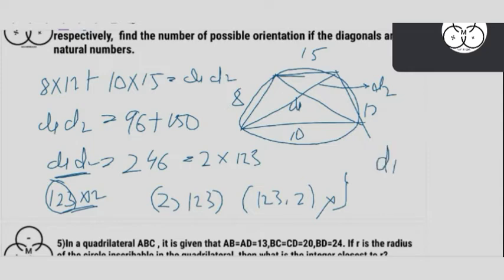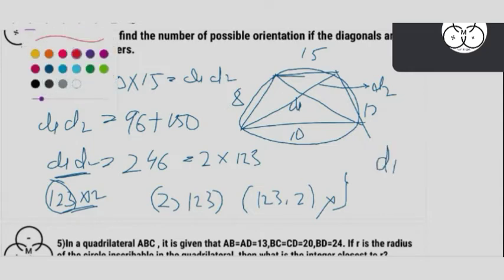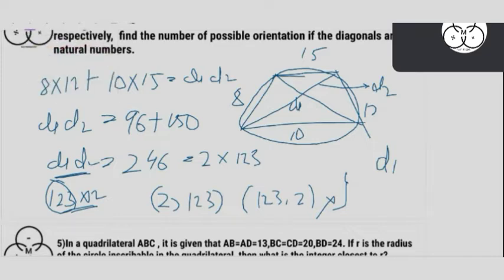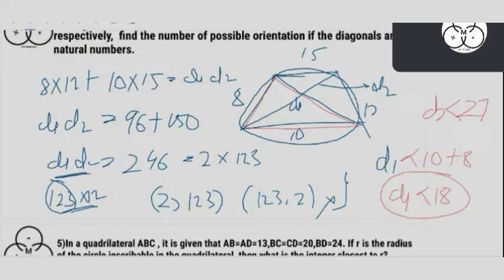D1. Just look at this triangle. D1 should be less than 10 plus 8. Triangle inequality, very useful. D1 should be less than 18. Similarly, D2 should be less than 12 plus 15, which is 27. So I guess the number of orientations is 0. And this is the methodology of solving this type of question. Here we have applied Ptolemy's theorem and triangle inequality. Olympiads are going to ask this kind of question.